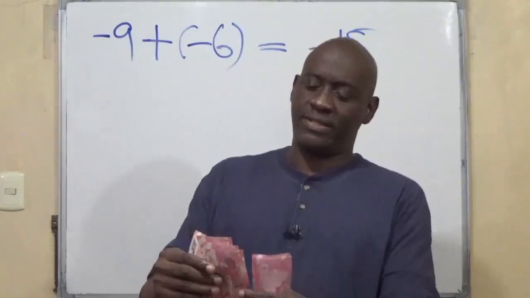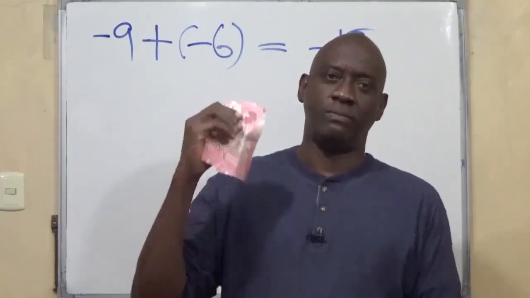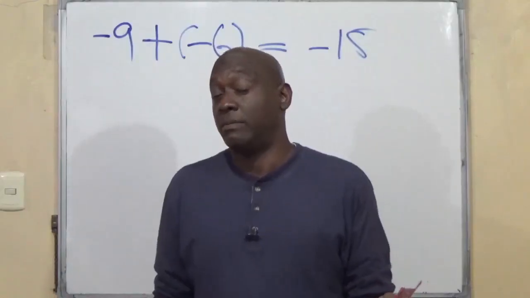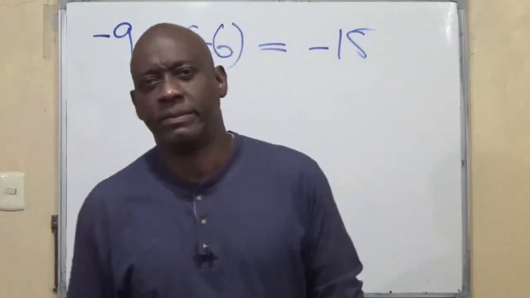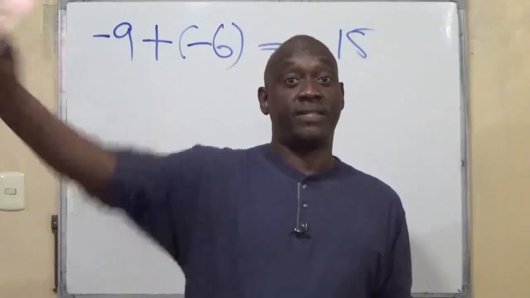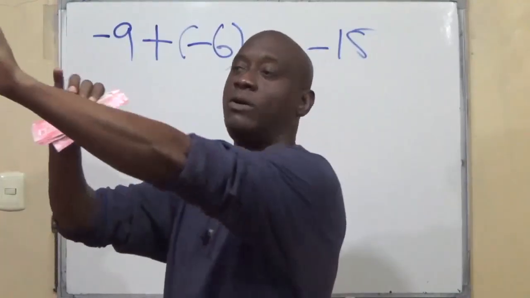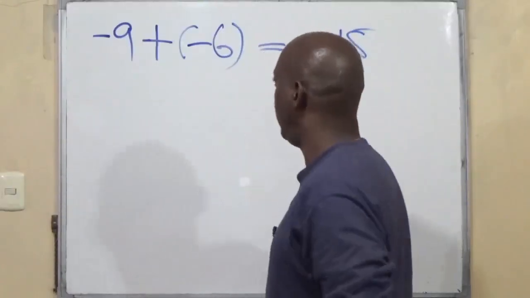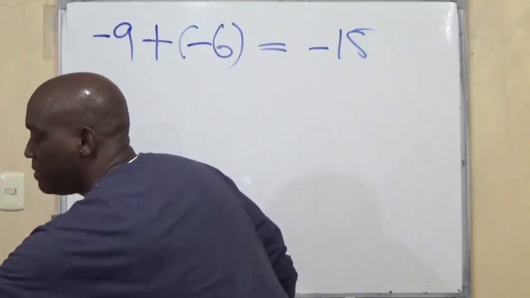You have a debt of $6. 4, 5, 6. $6 gone. And then you incur further debt. You take on an additional deficit of $9. So $6 gone, $9 gone, equals $15 gone. Right? So same thing.